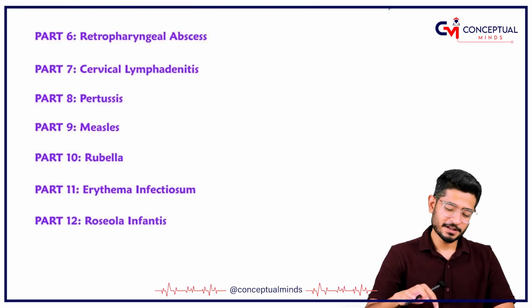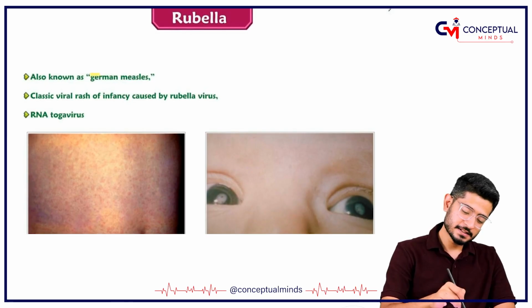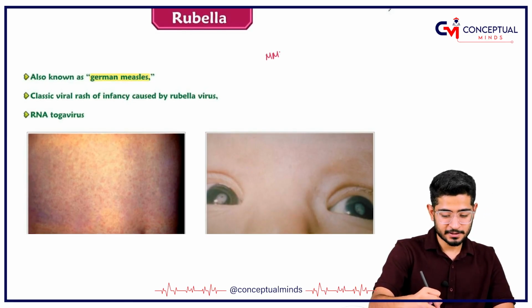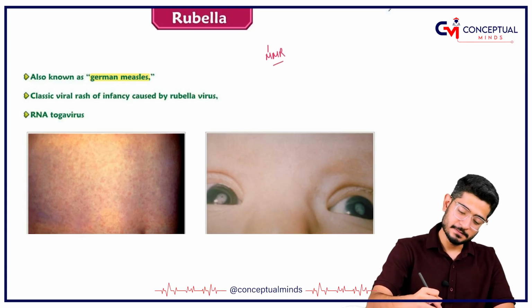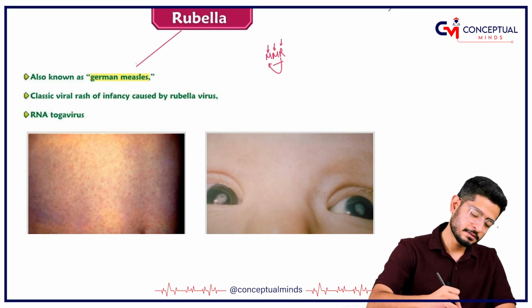So coming on to pediatric infectious diseases, the topic is rubella. Rubella is also called German measles. I know you must have heard of the vaccine called MMR, that is measles, mumps and rubella. So the R and M are actually the same also. That means rubella is actually called German measles.